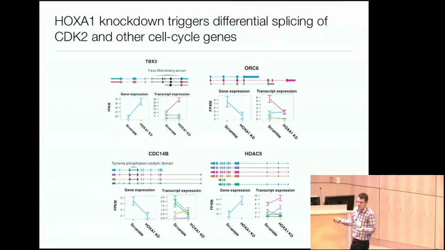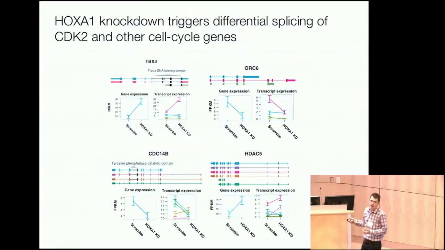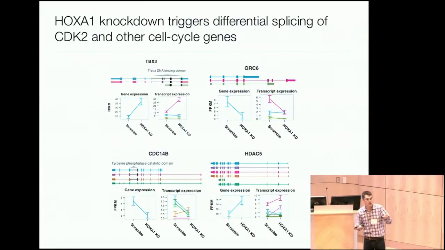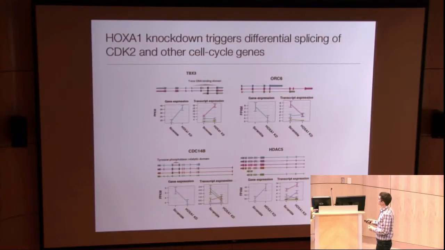We looked at other cell cycle genes and found similar phenomena. So TBX3, which is a transcription factor that has roles in apoptosis and other things. We could see that it's differentially spliced, and the splicing event affects the T-box DNA binding domain, so its ability to bind DNA may be somehow different. And there are other examples from this experiment.